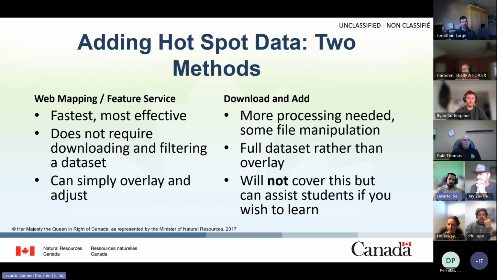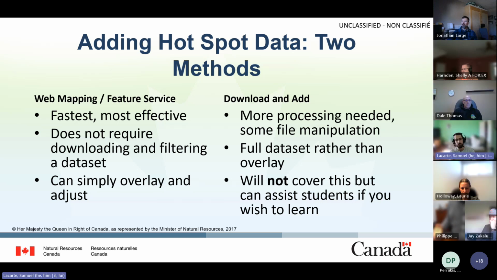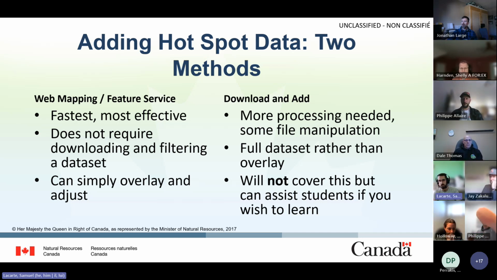But now what we're actually here to talk about is the hotspot data and how to get it into your GIS so you can start doing this kind of manipulation and working with it. I'm going to go through two methods. There's the download and add side. I'm not covering this. If you want to talk about that or learn about it, I'm happy to help. What I am going to cover is the web mapping and web feature service. A lot of data is provided out by the agencies, the different provinces and territories, and the federal departments. This is often through WMS or WFS services. These are ways of visualizing and seeing data without having to actually download and get it all. You can just overlay and start adjusting it.